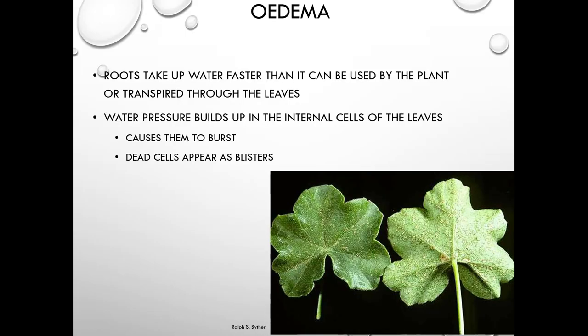Another thing you get into with water being taken up is edema, which you often will see on geraniums. It looks like a little disease, but it's not. The roots take up water faster than it can be used by the plant and transpired through the leaves. So water pressure builds up in the internal cells of the leaves, causes them to burst, and then the dead cells appear as blisters.